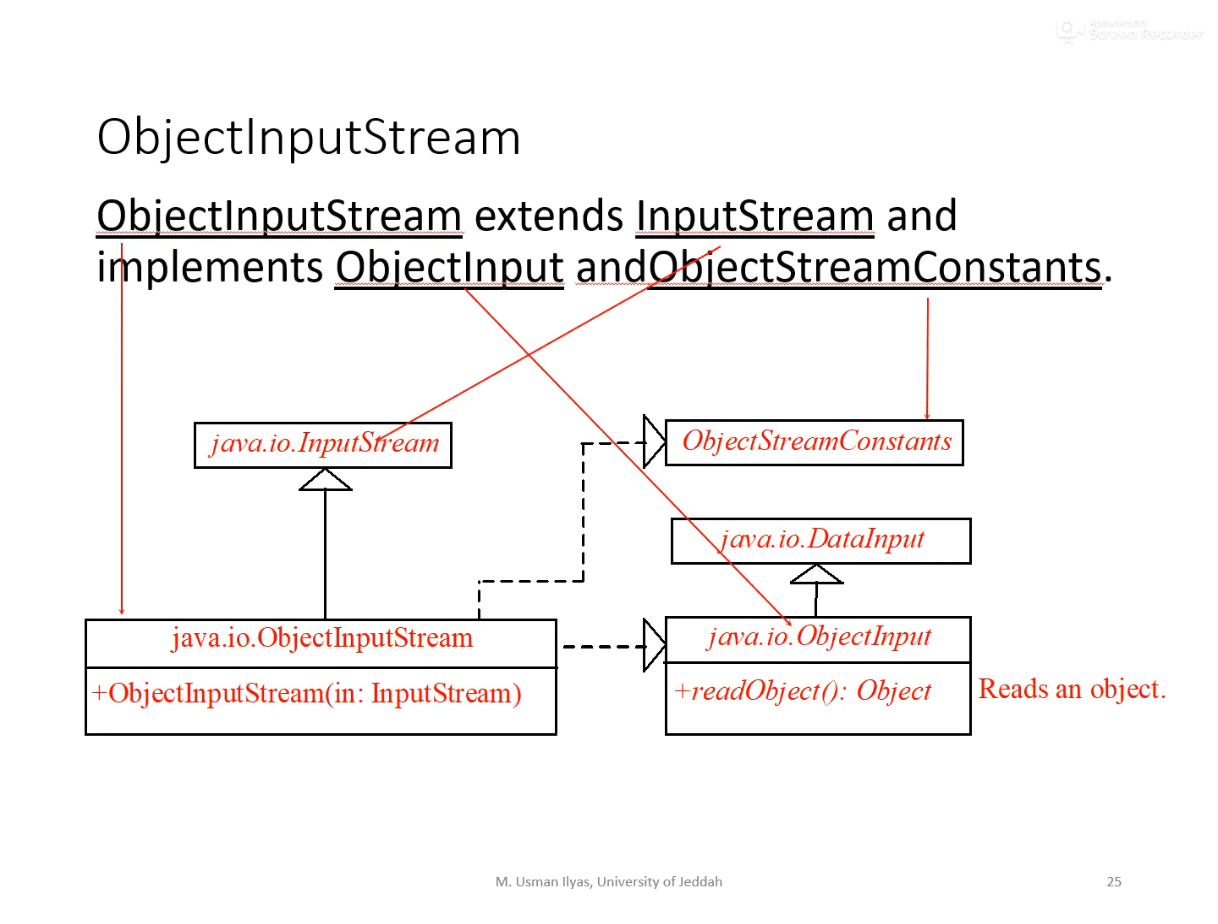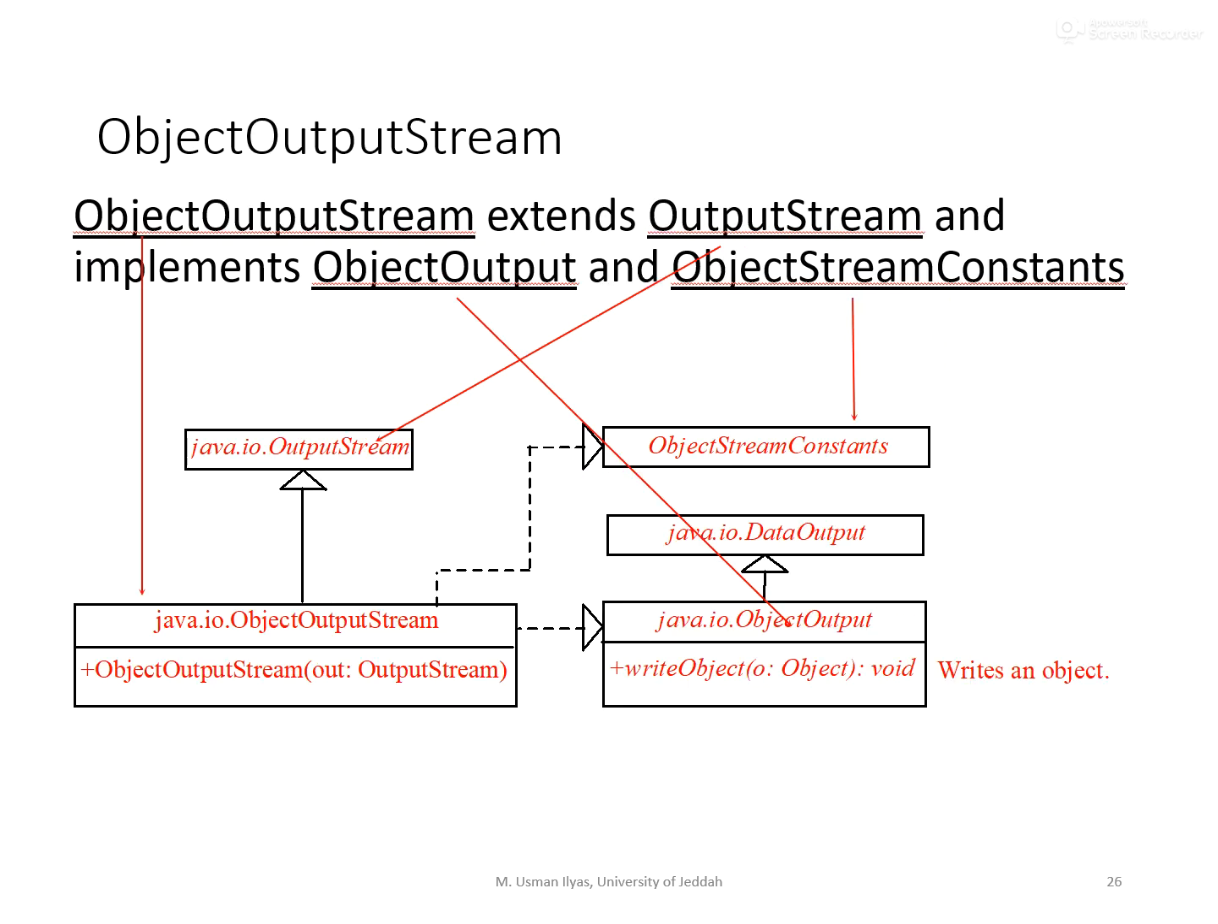So this is a little bit about the object input stream class. It derives, as we see, from the input stream class, and it also implements two interfaces: the object stream constants interface and the object input interface. The object output stream class is similar. It is a subclass of the output stream class and also implements two corresponding interfaces: the object stream constants interface and the object output interface.